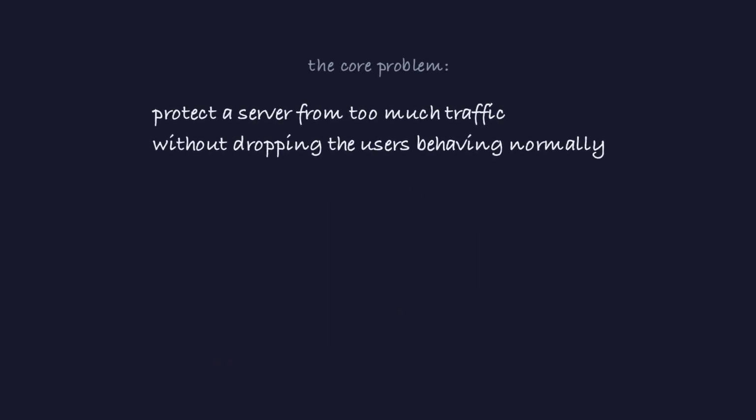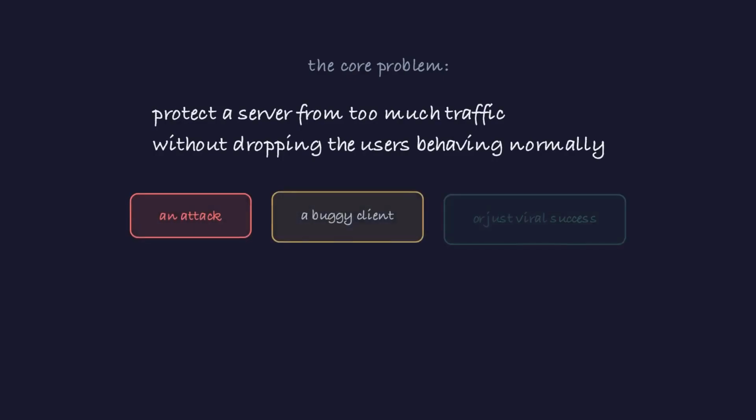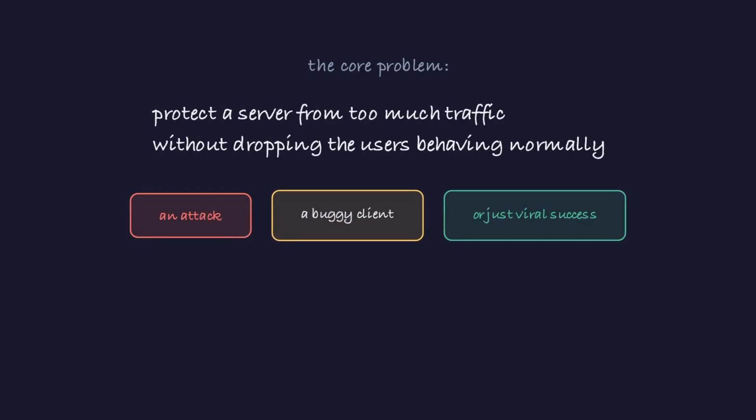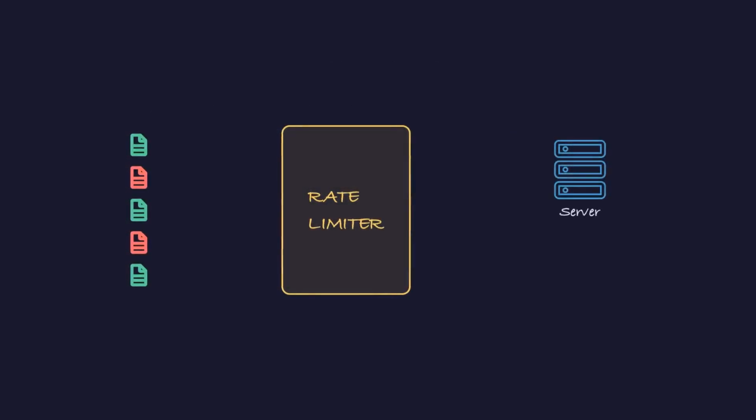So here's the problem every real system has to solve. How do you protect a server from too much traffic, an attack, a buggy client, or just viral success, without taking down the users who are behaving normally? The answer is rate limiting. It's the bouncer at the door of every serious API on the internet.